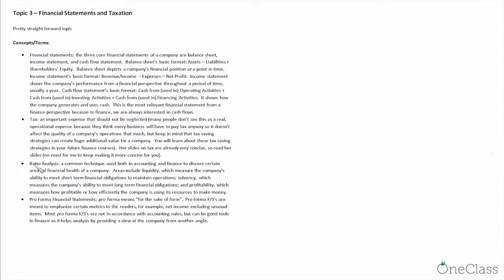It could also include solvency, which measures the company's ability to meet long-term financial obligations, for example, maturing debt, etc. And profitability, which measures how profitable or how efficient the company is using its resources to make money. Now, these 3 examples are not all the areas that ratio analysis covers. Liquidity, solvency, profitability are only 3 examples.